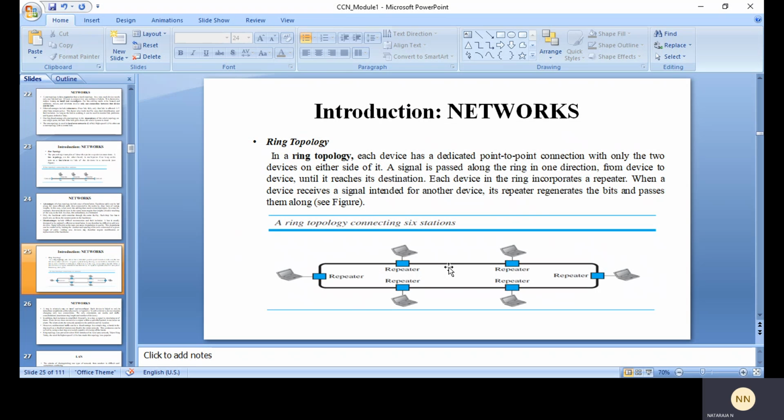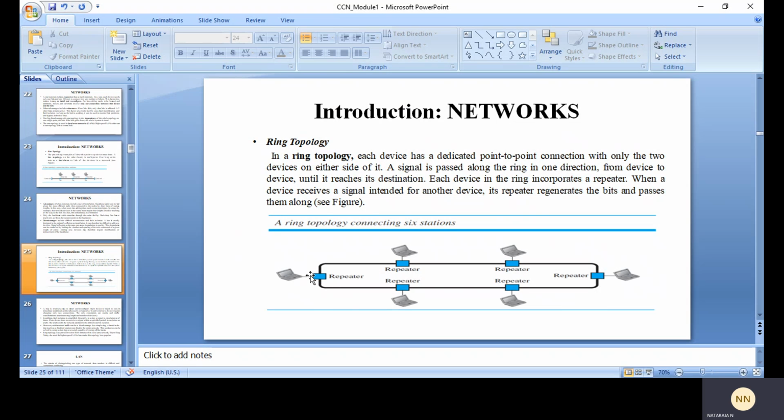When a device receives a signal intended for another device, its repeater regenerates the bits and passes them along to the next. The concept is here, for example, my cursor is showing this is a source and this is a destination. Usually we share data in the computer in terms of packets. The meaning of packet is the data we are going to transmit.